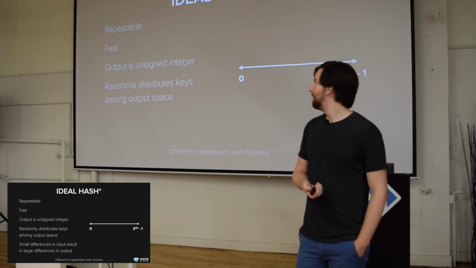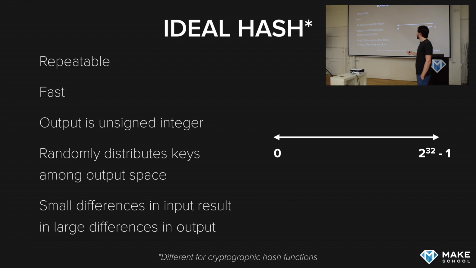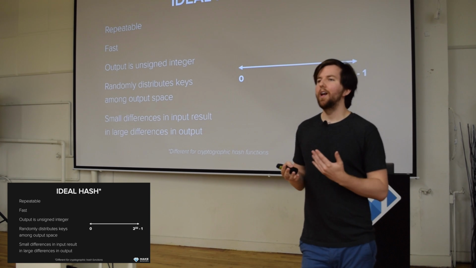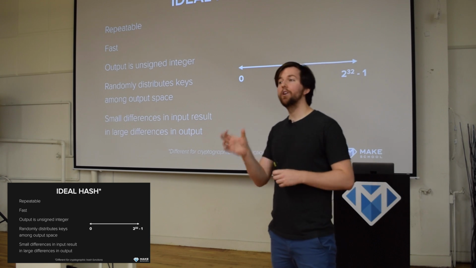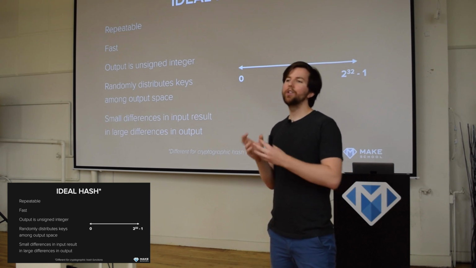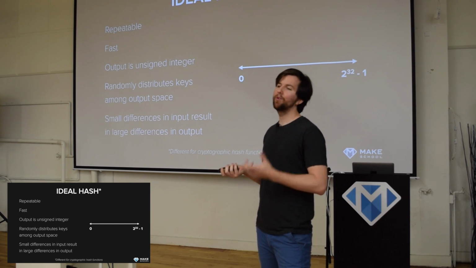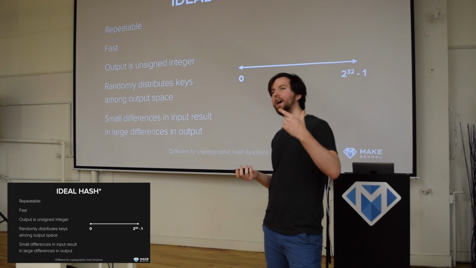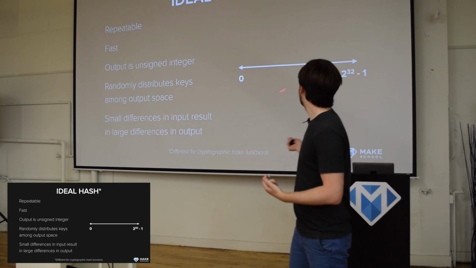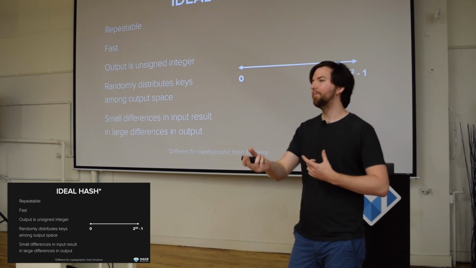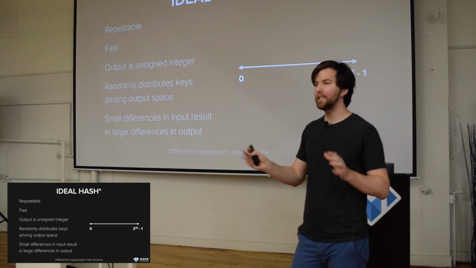Also, small differences in input should result in large differences in output. That way, if we're storing a bunch of strings and say a bunch of them are very similar, they should not result in the same hash number. Like, for example, if we hash dog and we hash dogs, we don't want them to end up in the same hash number, the same output value. We want them to be drastically different.